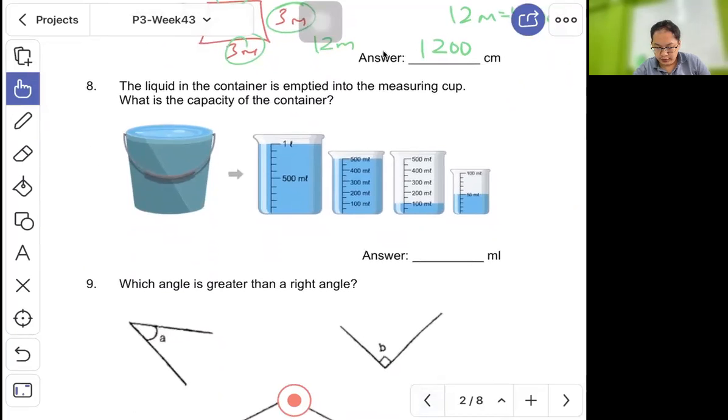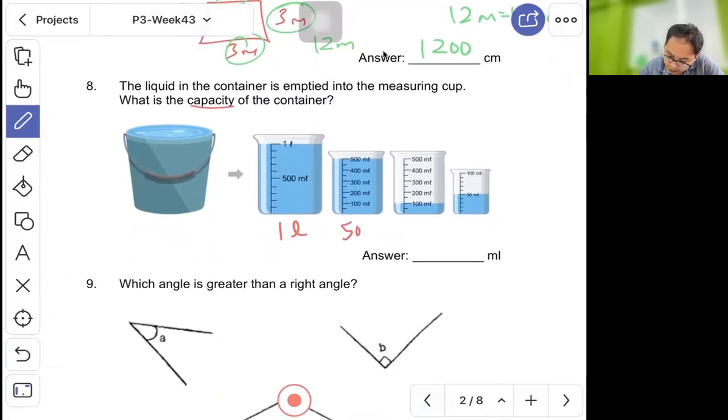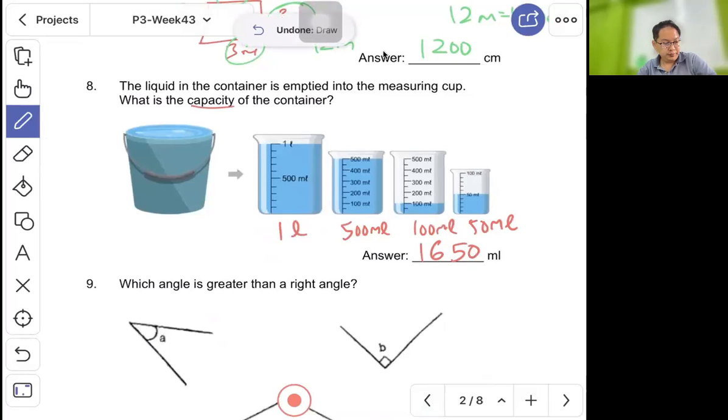Question 8. The liquid in the container is emptied into the measuring cup. What is the capacity of the container? So capacity is volume. So let's find this 1 liter, 500 milliliter, this 100 milliliter, this 50 milliliter. And all together, is 1,650 milliliters.